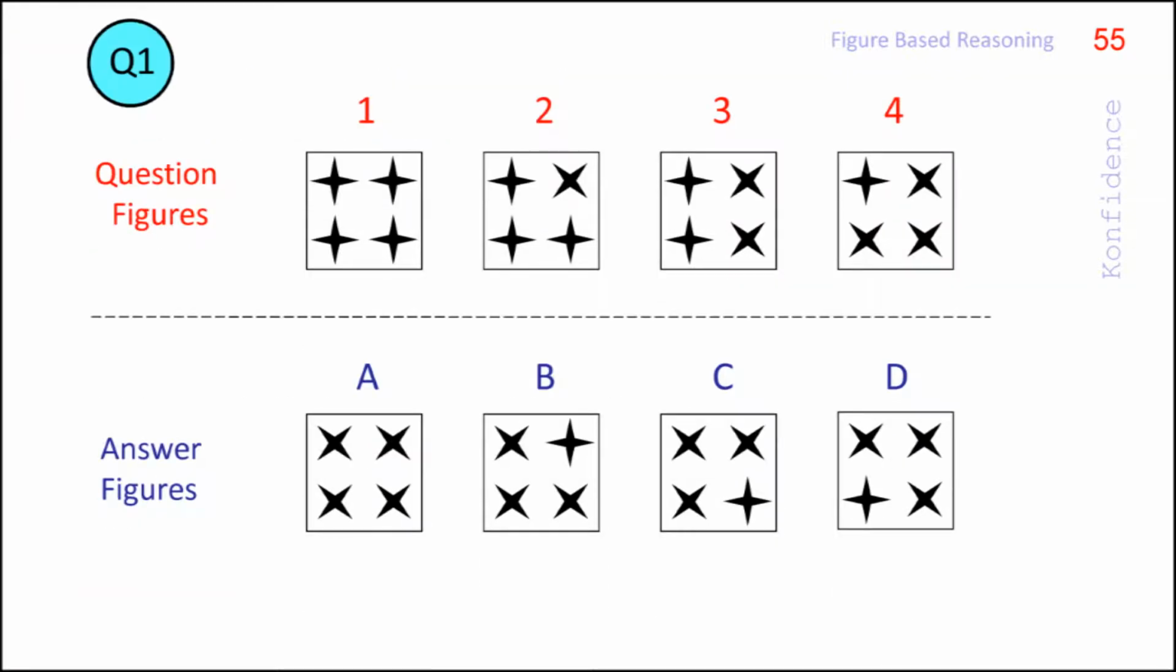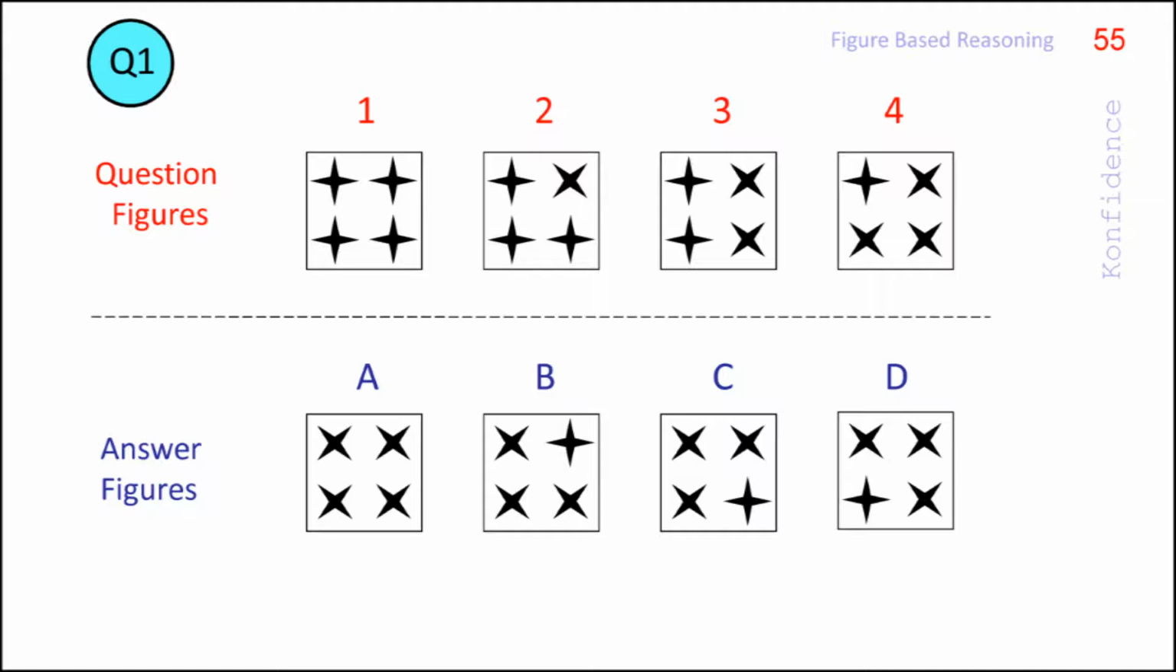In the first question Q1, the answer is option A. Why? Look at the figure. In the first figure, there are 4 pluses. In the second figure, there are 3 pluses and 1 star. In the third picture, we have 2 pluses and 2 stars. In the fourth picture, we have 1 plus and 3 stars.